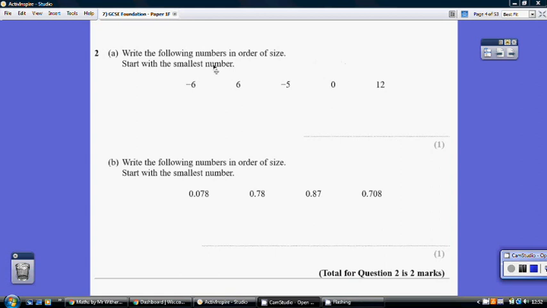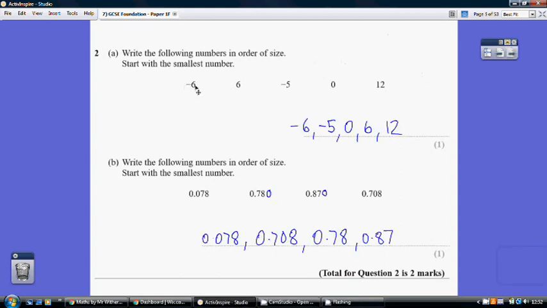Question 2. So write the following numbers in order of size. Well, the biggest negative is -6, then -5, then 0, then 6, and then 12. So smallest to biggest, left to right.